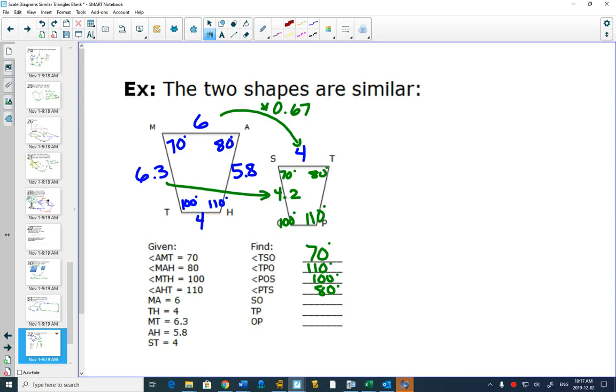4 times 0.067 is going to be 2.67. Am I right? Someone have a calculator to check it?